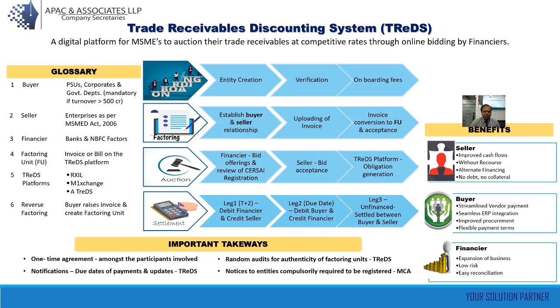Moving forward and looking at some important takeaways, TReDS may undertake some random audits to ensure that the factoring units uploaded on the exchange are automatic and authentic and based on genuine underlying transactions involving the sale of goods or services. There would be a one-time agreement drawn up amongst the participants stating the terms and conditions of dealing between them. The system would also generate due date reminders to the relevant parties, including notification to the financiers when a factoring unit is financed and notification to the buyer once a factoring unit related to their transaction is traded.